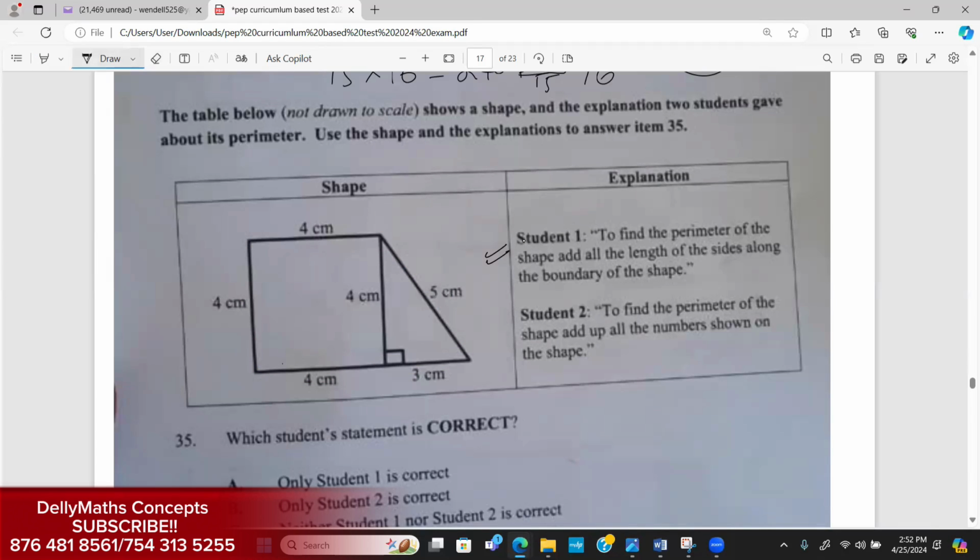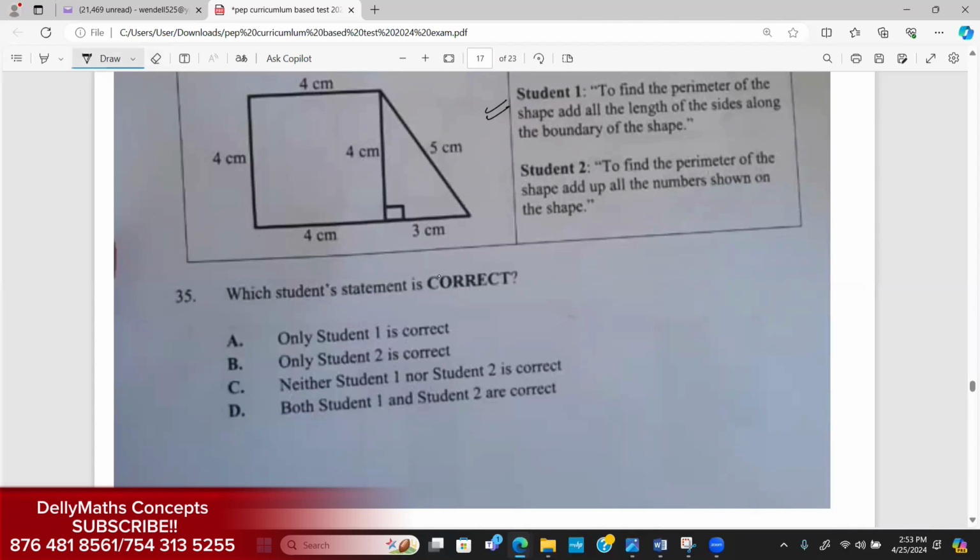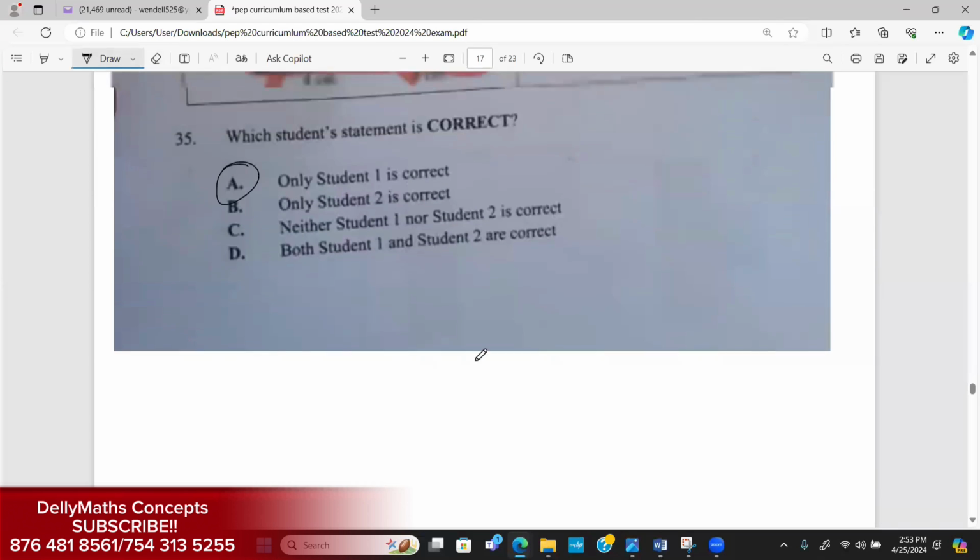Student 2 says, to find the perimeter of the shape, add up all the numbers shown. Add up this, and come back and add this. This is incorrect. So this won't work. Student 2 is out of it. Perimeter does not go through the thing. So we're looking at student 1. Only student 1 is correct. That's it. Let's keep going.